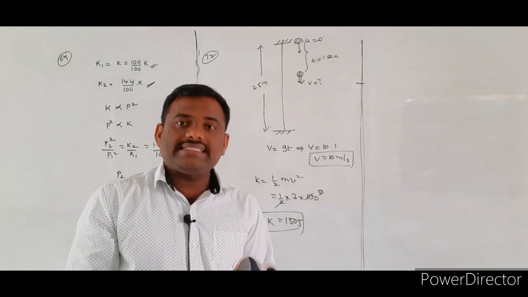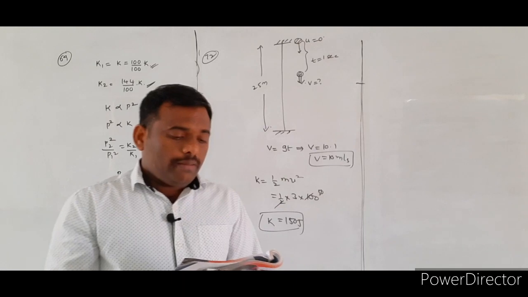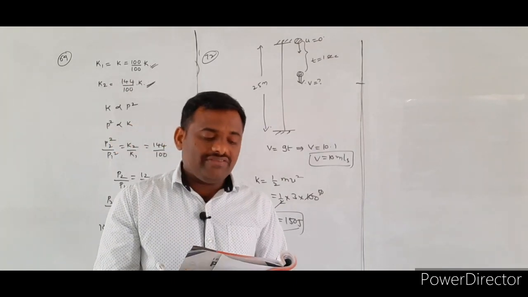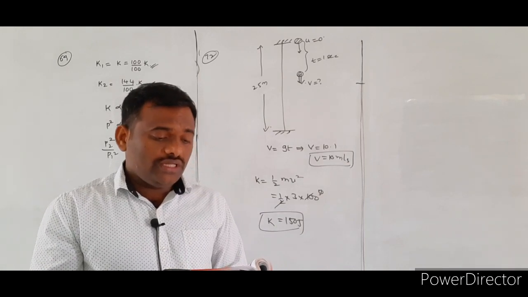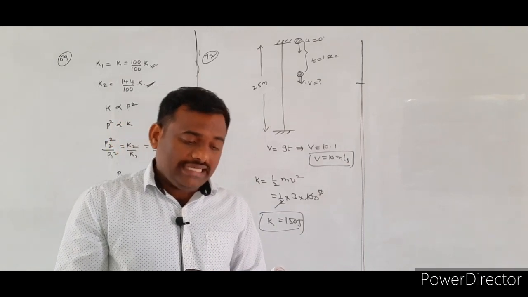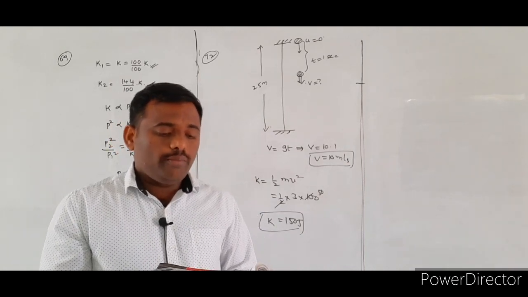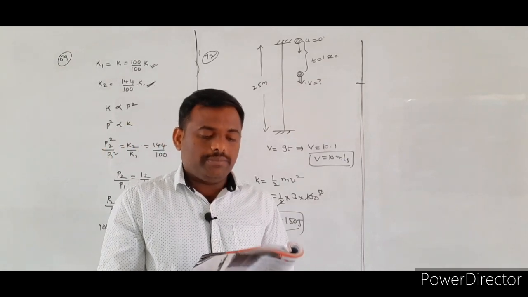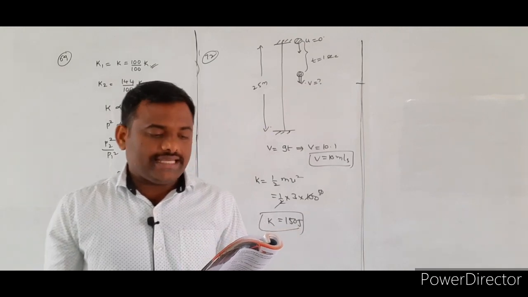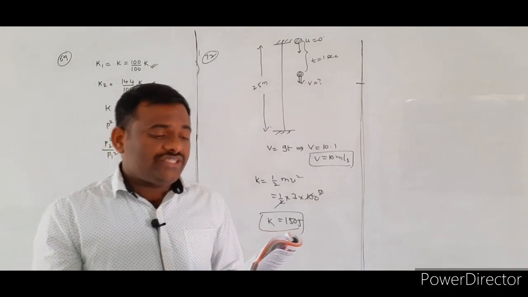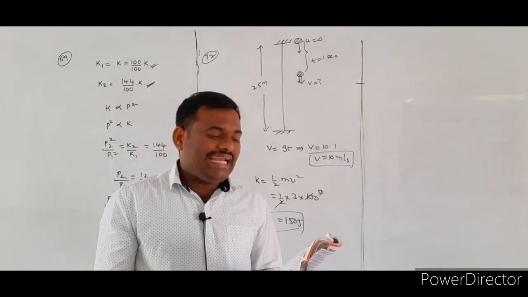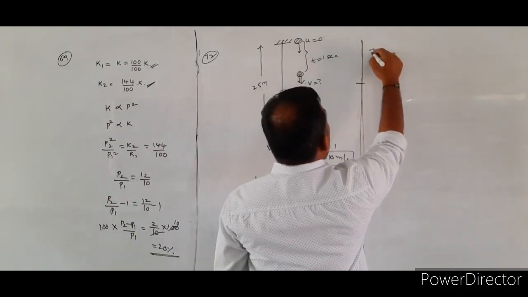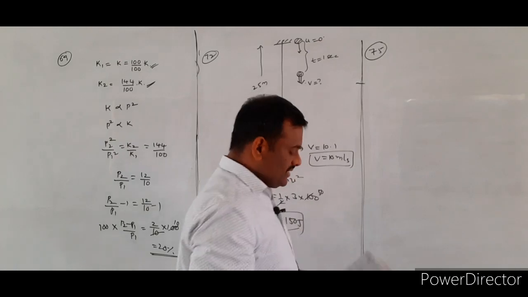Problem number 75. A man standing on the edge of the roof of a 20 meter tall building projects a ball of mass 100 gram vertically up with a speed of 10 meter per second. The kinetic energy of the ball when it reaches the ground will be. So it is based upon the work energy theorem concept.